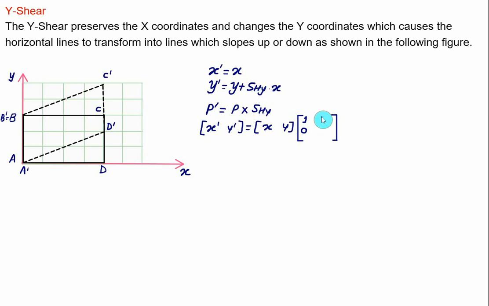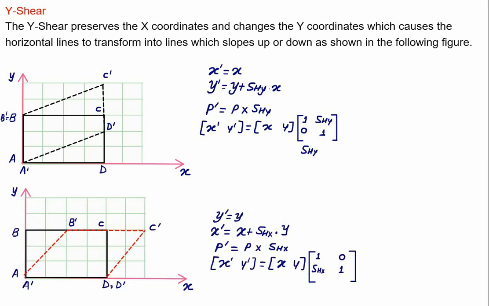So this term is the shearing along the y direction, and this term must be equal to 1. So x multiplied by shy plus y. This one represents the shearing matrix along the y direction. And if we do the shearing along the x direction, the y coordinate will not change. The x coordinate will become x plus shx multiplied by y. In this case, the shearing matrix is 1 shx 0 1. And in the case of shearing along the y direction, we have 1 0 shy 1. So this is the idea about the y shear.